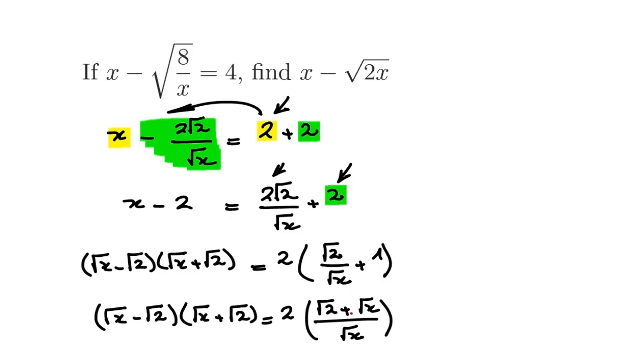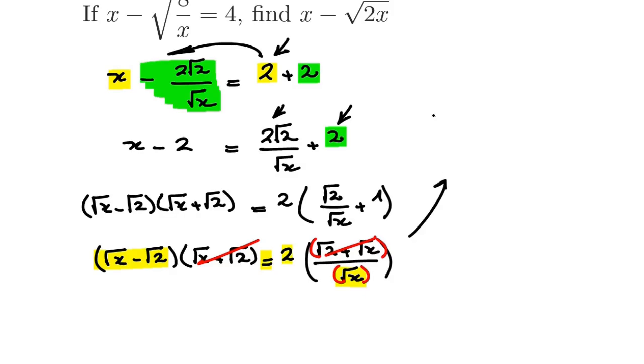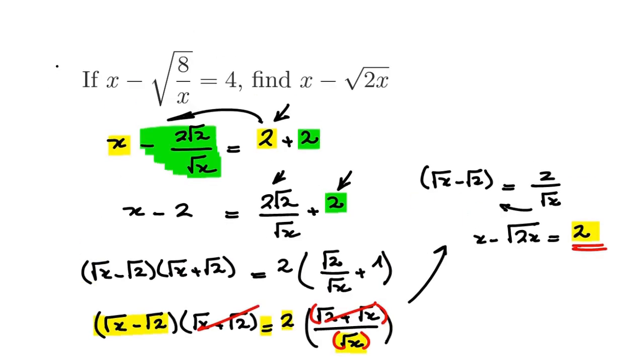Now, after writing it like this, we can see this parenthesis like this. So this cancels out with that. What are we left with? We're left with this equals 2, and in the denominator, root x remains. So I'm continuing from here. Root x minus root 2 equals 2 over root x. Now, when I move this over here, x minus the square root of 2x equals 2. In my opinion, that's very nice.